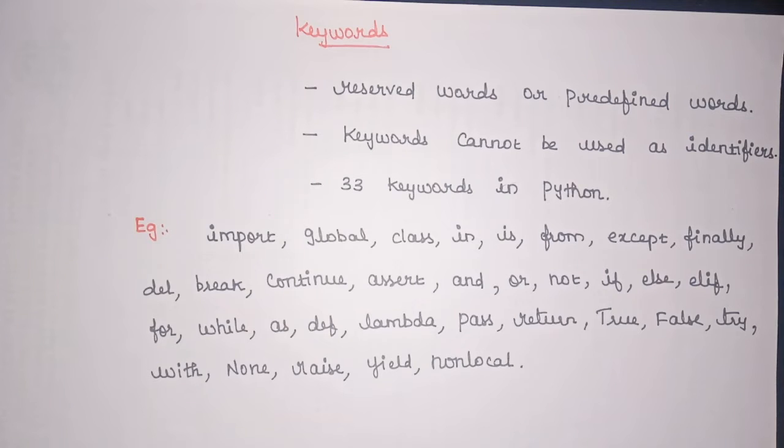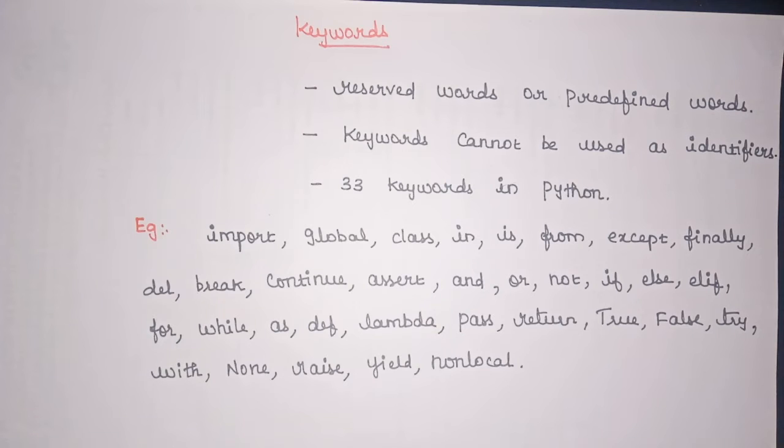It is not only in Python; in every programming language we have certain keywords, and those keywords cannot be used as an identifier. That is, a keyword cannot be used as a variable name, function name or module name, because keywords have a special purpose in the programming language. So we cannot use them for any other purpose.